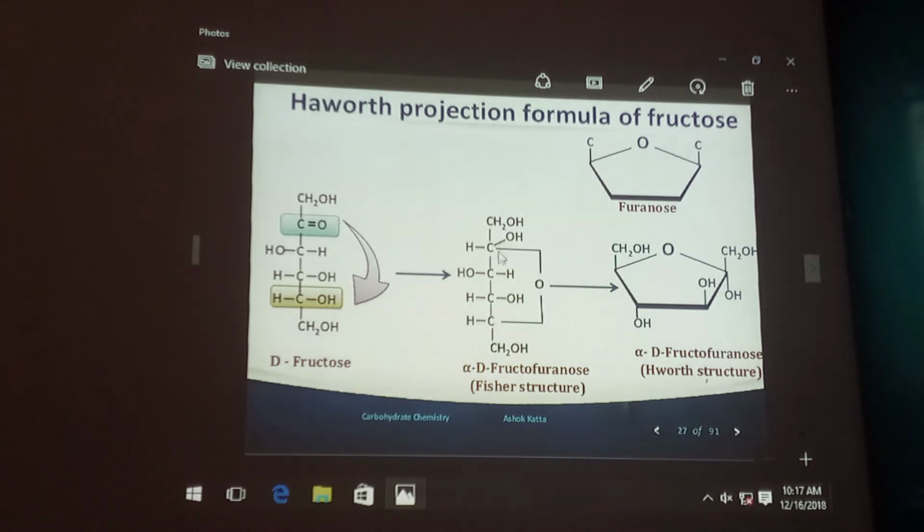Now you see that the structure over here is fructofuranose, because furan is a basic structure, and this structure resembles this one, so that is why we call it the furanose ring structure, or we can call it the Haworth projection formula of fructose.